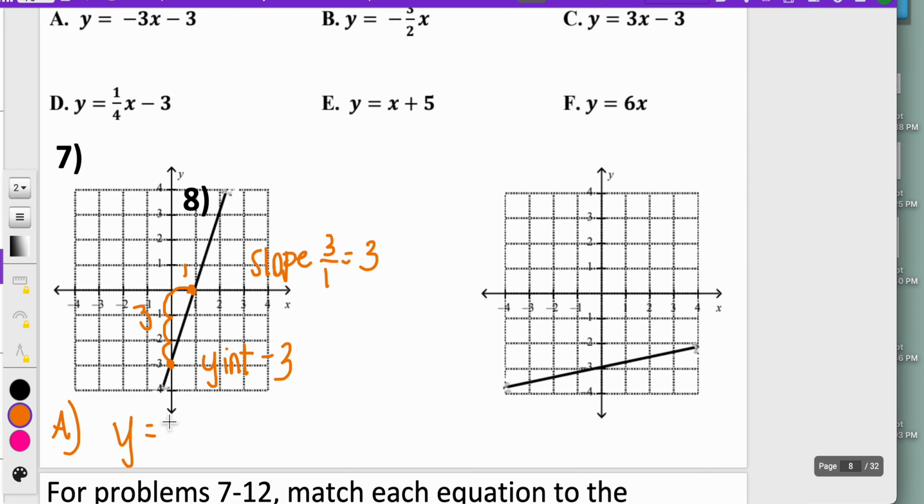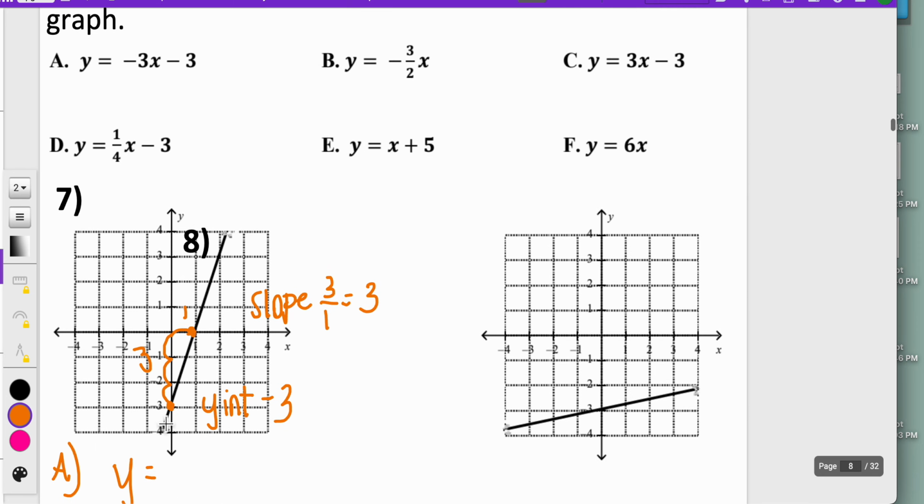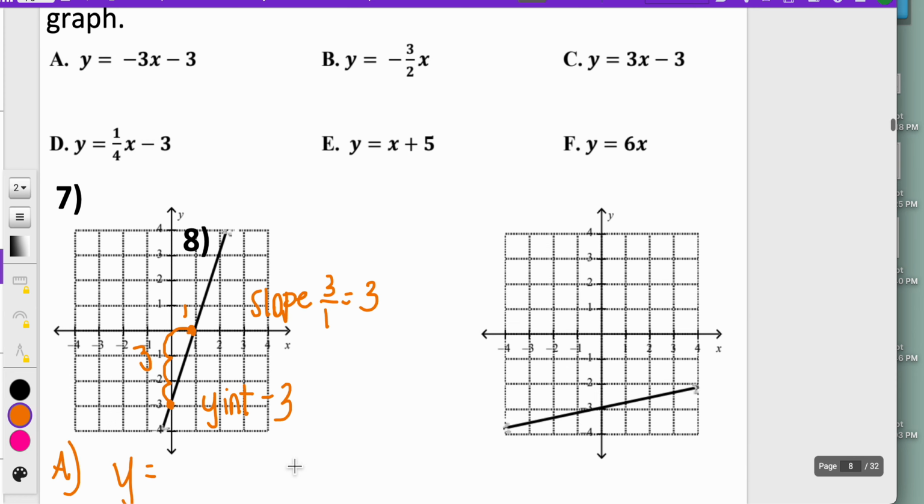Y equals, actually no, it actually won't give me letter A because letter A has a negative slope and this is a positive slope. I need letter C. Y equals 3x is my slope minus 3.